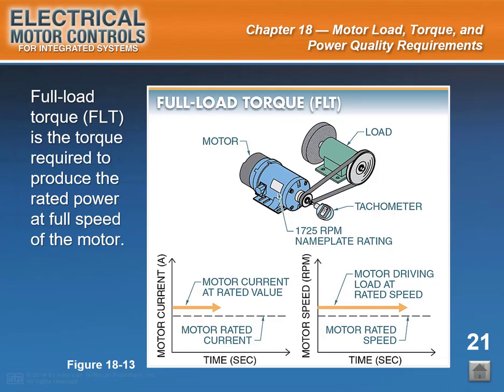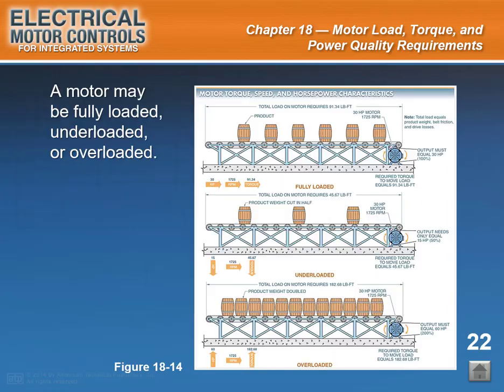Slide caption: Full load torque is the torque required to produce the rated power at full speed of the motor. See figure 18-13. The amount of torque a motor produces at rated power and full speed, full load torque, can be found by using a horsepower to torque conversion chart. To calculate motor full load torque, the following formula is applied. End of slide 21. Start of slide 22.